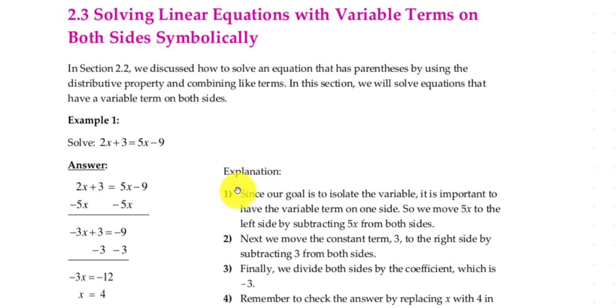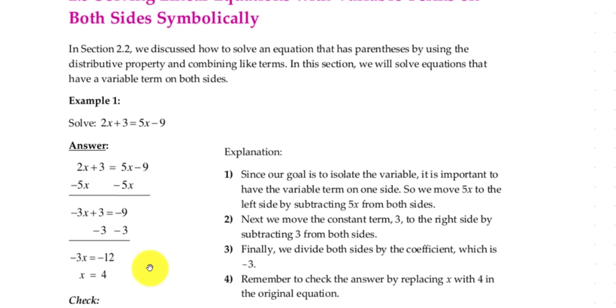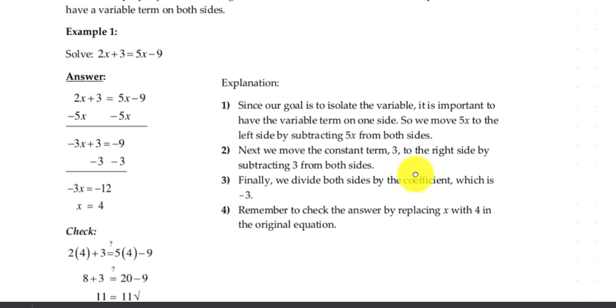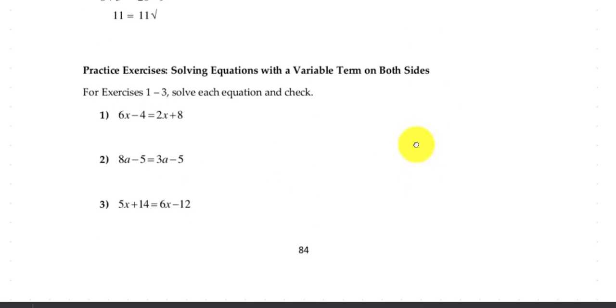They give us a clear explanation here of what we should be doing. We should try to get the variable to one side of the equal sign. It doesn't matter which side. Looking at the work they've done, it looks like they brought the 5x to the other side of the equal sign, so they got the variable to the left side of the equation, and then they got the constant terms to the right side, and then they solve. So I'd like to practice a few of these problems.